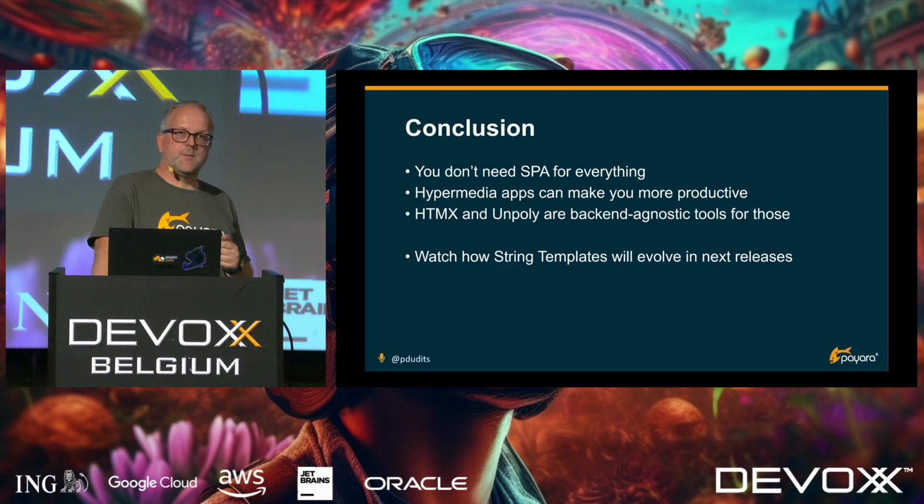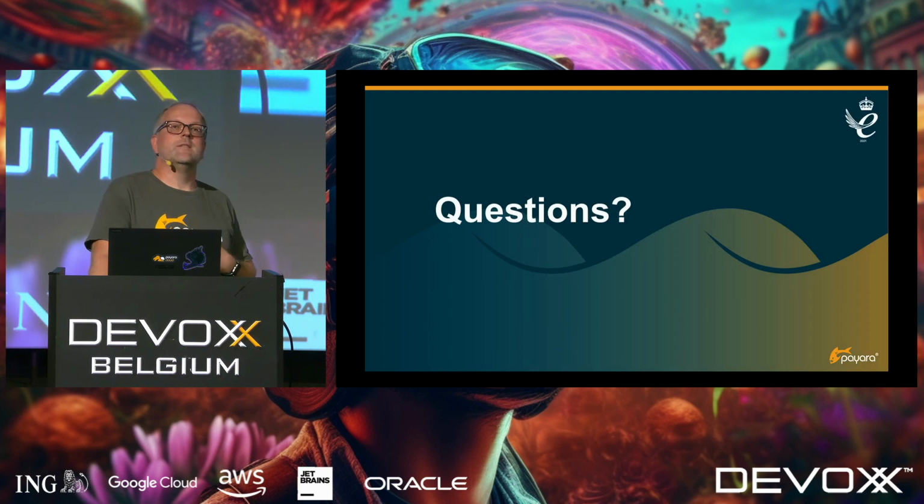And in the end, string templates will be quite important in how we build applications once the feature is finalized, because it is too handy. But the new switch expressions are even more handy, and they can make your code more beautiful and readable right now already. All right, that's what I have. Any questions?